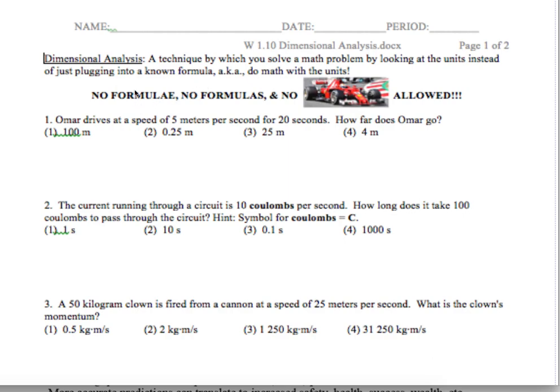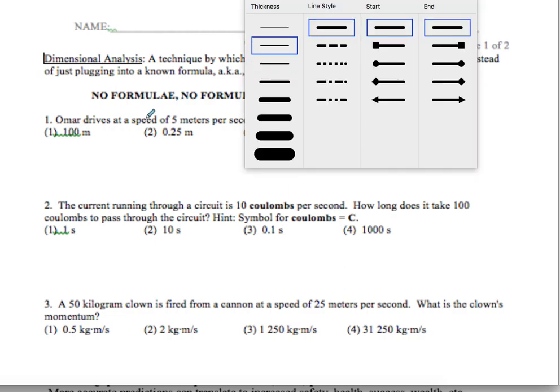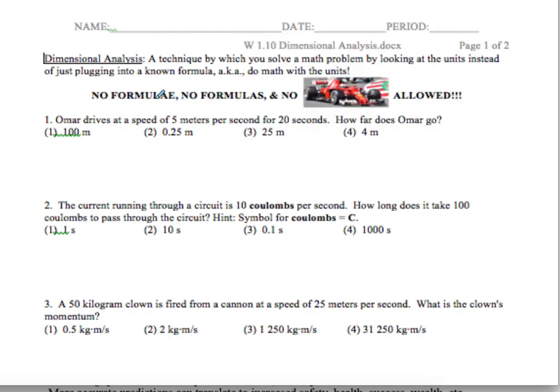And if you notice here, do what the assignment asks. The assignment says very clearly, don't use any equations, no formulas, no formulas, no formulas. You are just doing this the way we did question 38 in the notes. So this is actually a bit easier than even what we just did in the notes because all 4 answer choices are in meters.